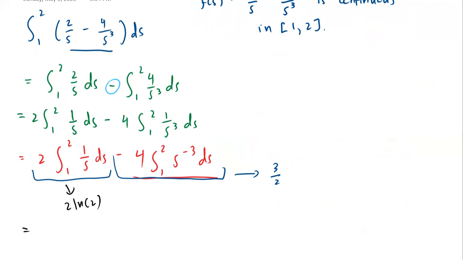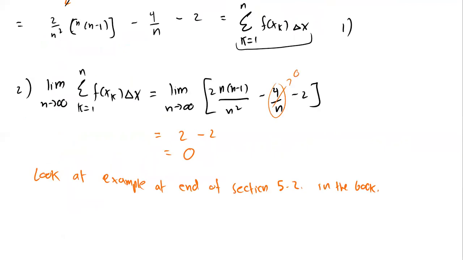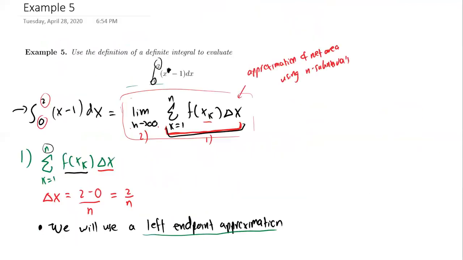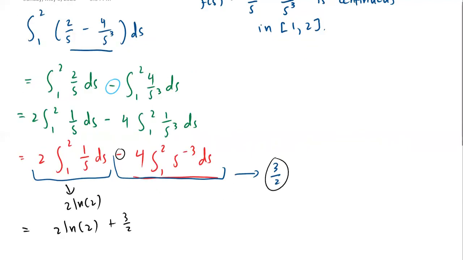So we combine all of that. We get that the net area bounded by this function on the interval 1 to 2 is 2 ln of 2 plus 3/2. Remember that this negative here was already taken into account when we found 3/2. And that's the answer. So even a really complicated function like 2 over s minus 4 over s cubed, imagine trying to do this with the definition using limits. Oh man, it would take forever. But here, it's easy.